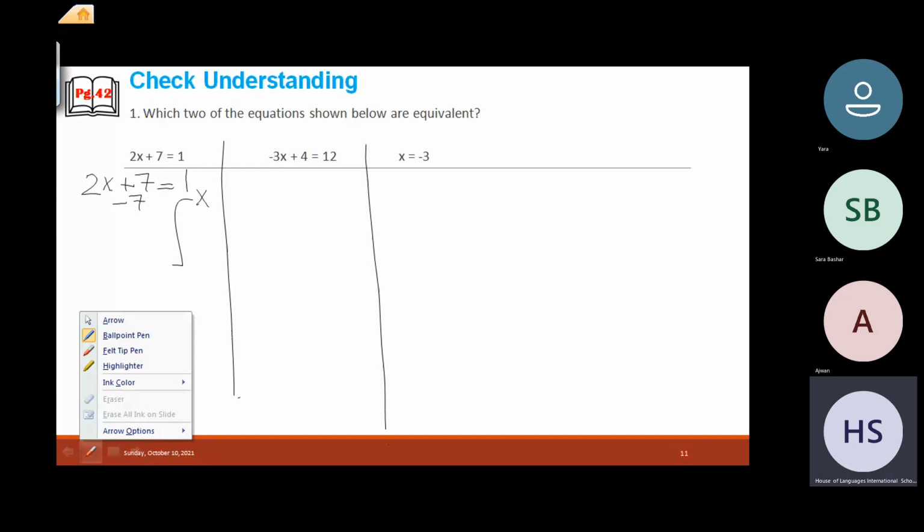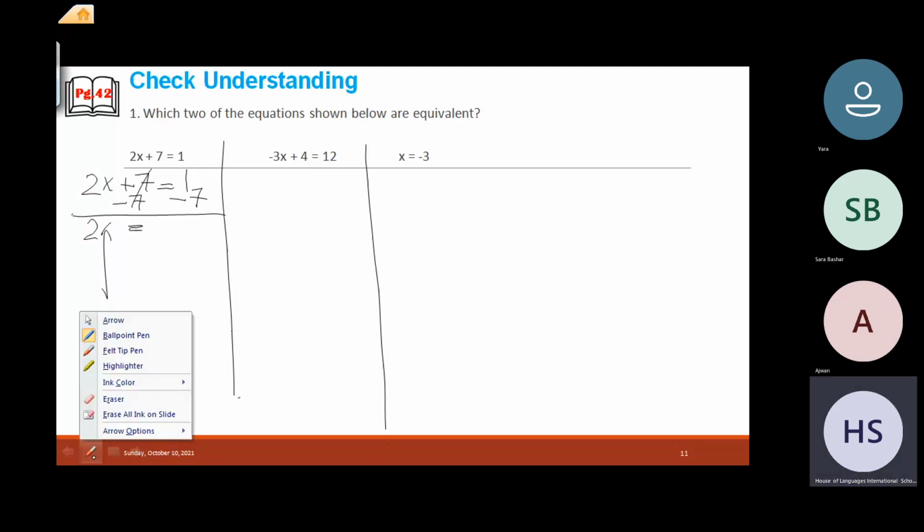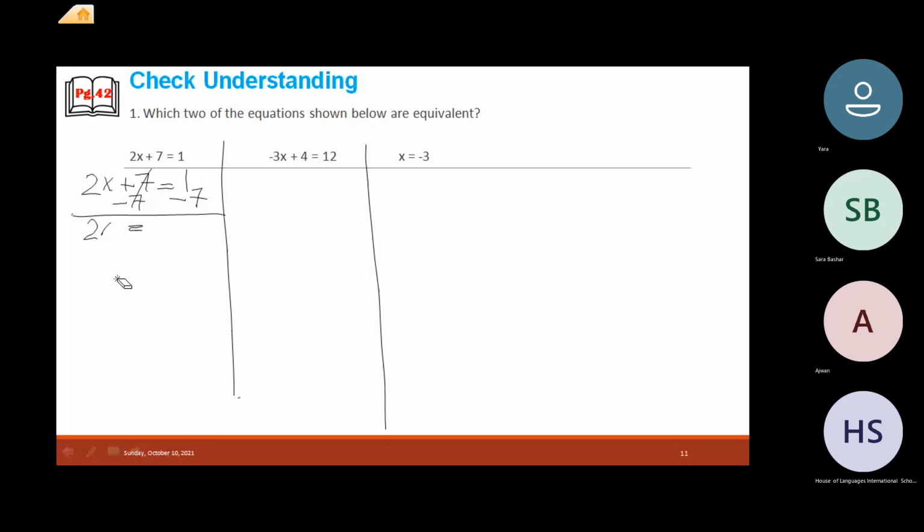How, teacher, 2x plus 7 is 1? This is an equation. Got it now? 7 minus 7 is cancelled. So now here what do we have? 2x, and 1 minus 7 is negative 6. So now 2x is negative 6.